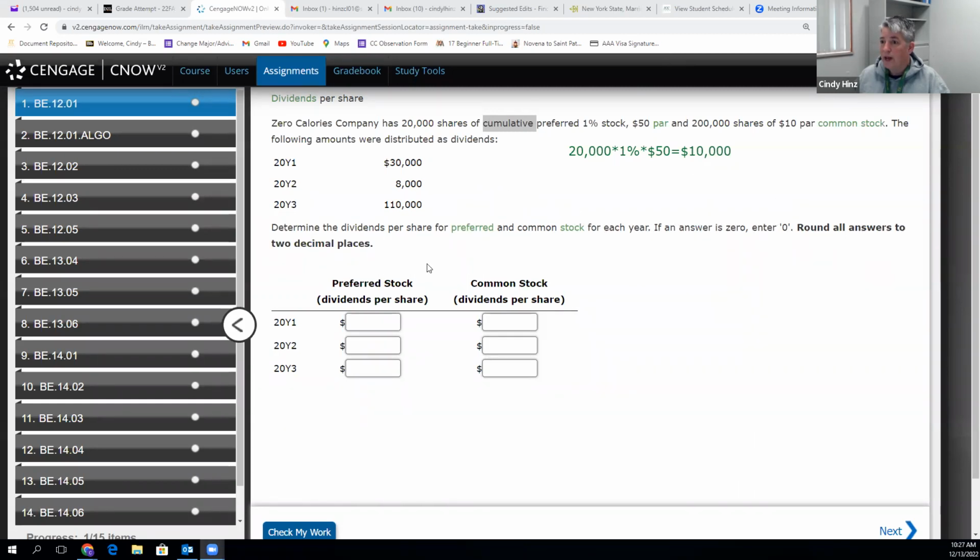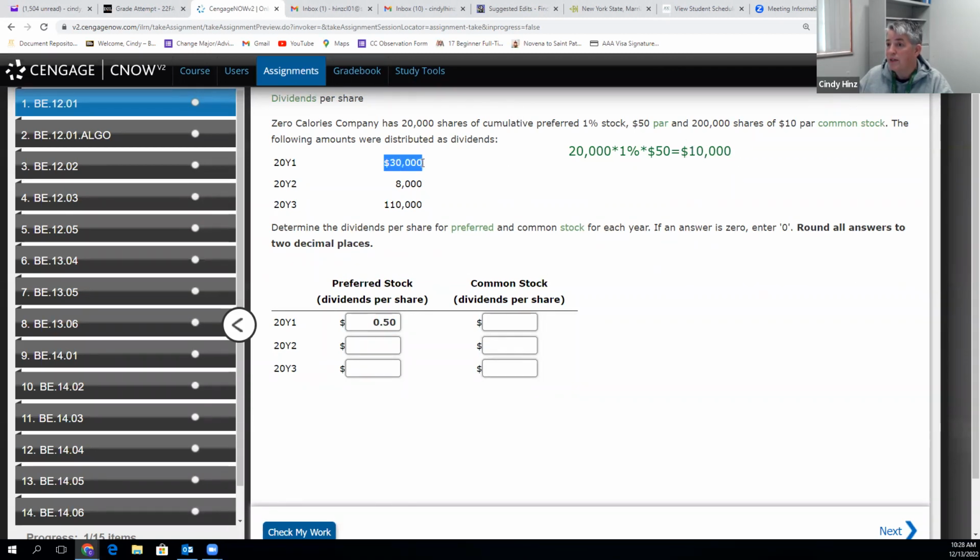The other thing I want to point out is that we're asked for the dividends per share. So we know we need to take the total dollar amount that's paid and divide by the number of shares. So let's get started with the first year, 2021, I'll call that. We already figured that the dividend per share for preferred stock would be 50 cents. That's their full dividend, 1% of the par value. And the total dividend then that went to the preferred stockholders would be $10,000.